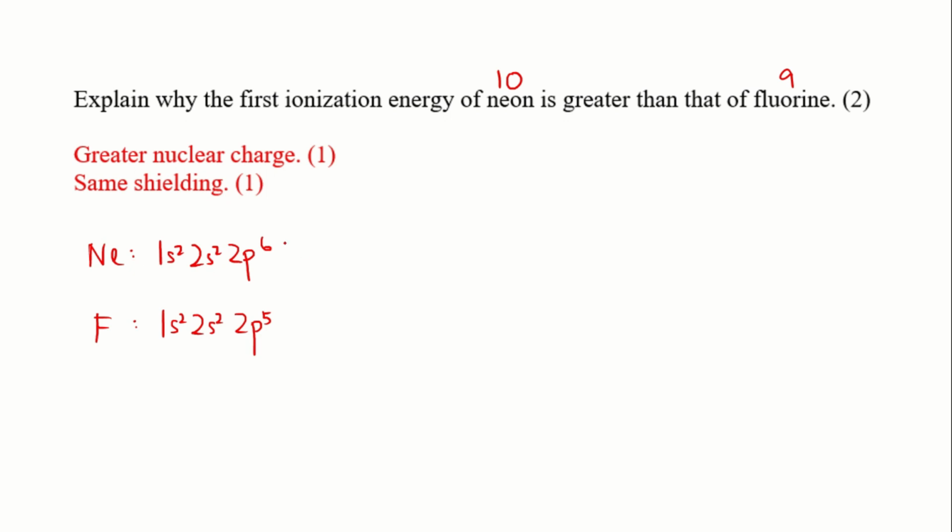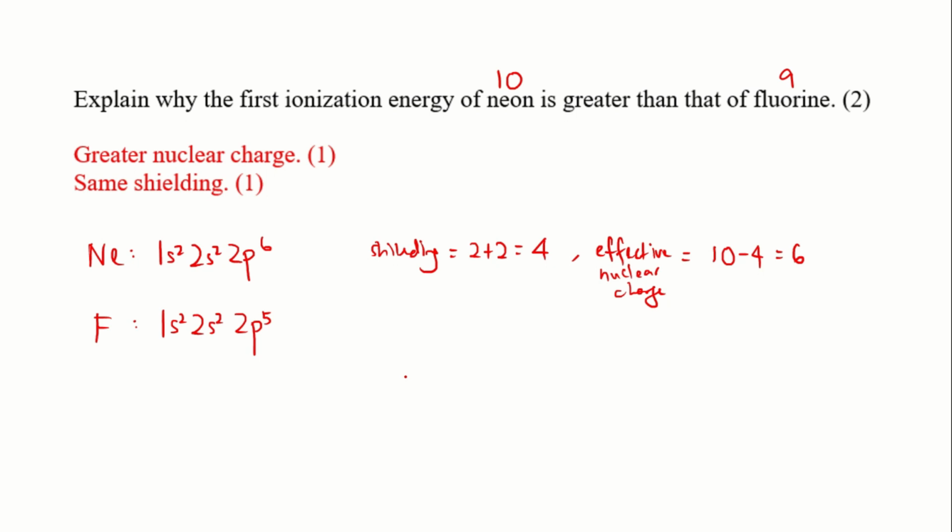For neon, we'll be removing this 2p6 electron. So this valence electron of neon is experiencing shielding from shell number 1 and number 2. So the shielding is 4. So the effective nuclear charge of neon is 10 minus 4 equals 6.